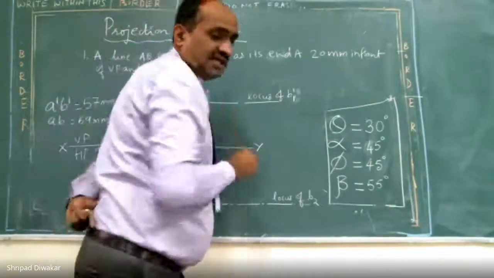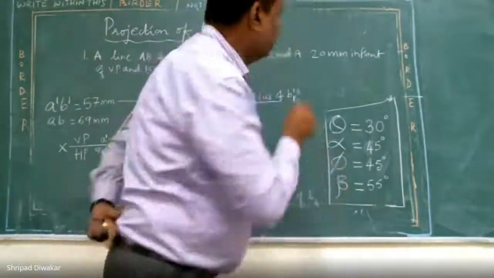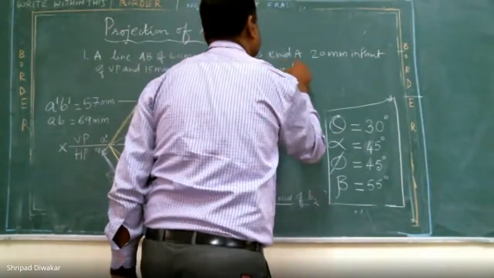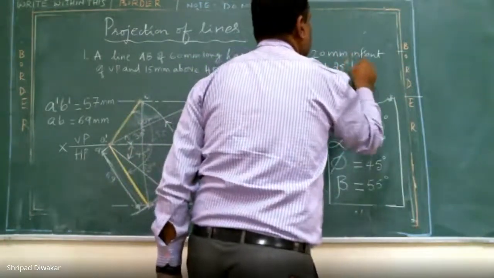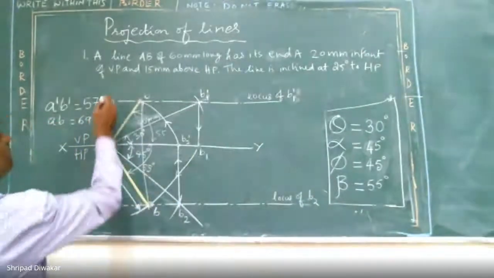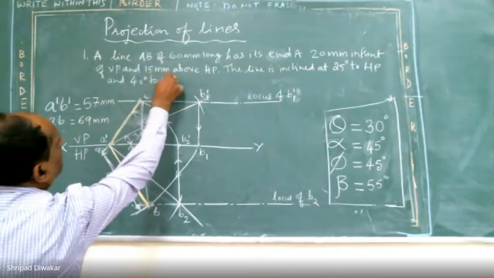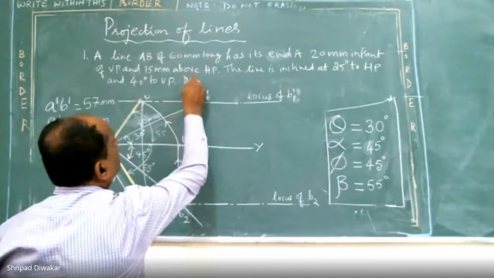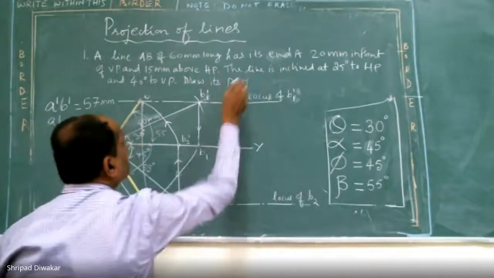The line is inclined at 25 degree to HP and 40 degree to VP. Please all of you note down. Draw the projections and find the apparent dimensions.